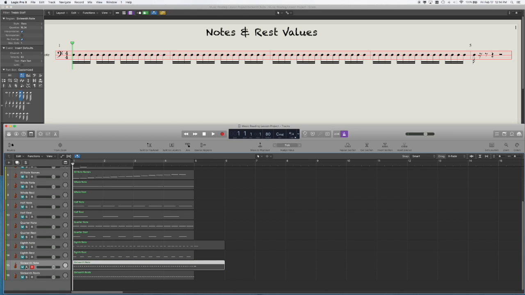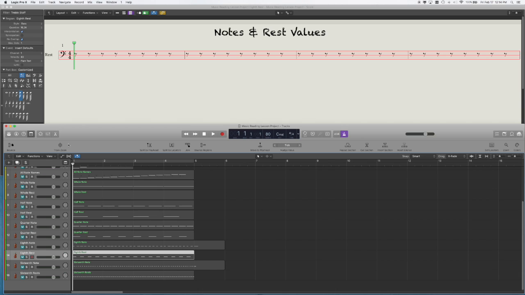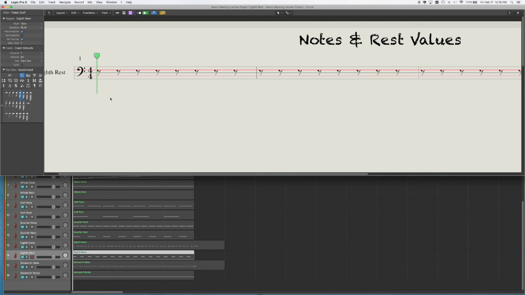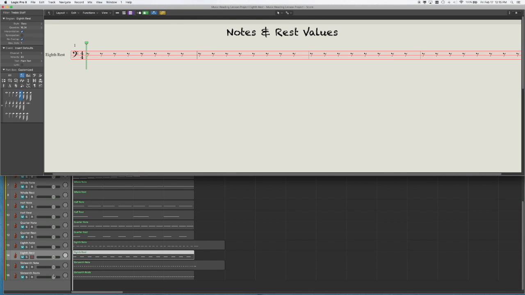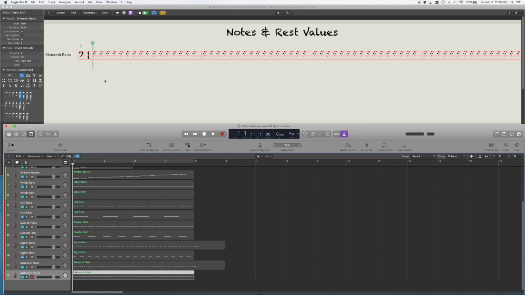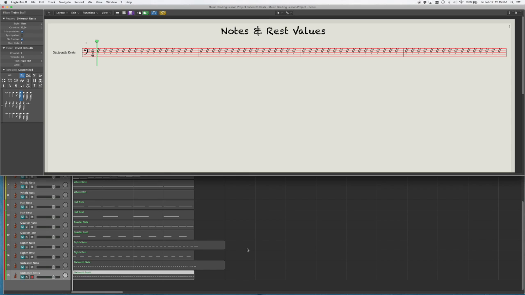And then the 16th rest looks like that. So remember the eighth rest looked like this, kind of a little dot, a diagonal line, and then another diagonal line going down. Well, the 16th just has two of those little curlicue things. And if it was a 32nd rest, it would have three of these little lines like that. So that's pretty much the basics of how to read music.